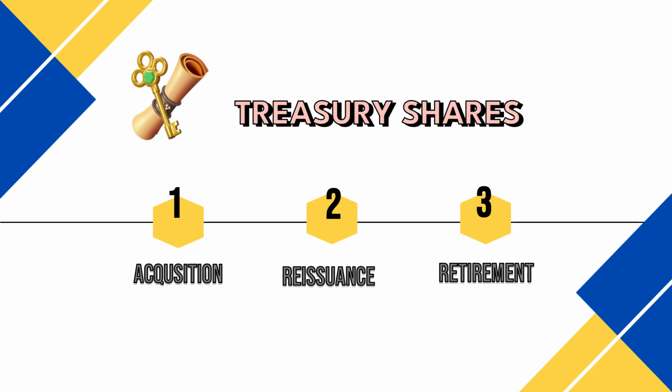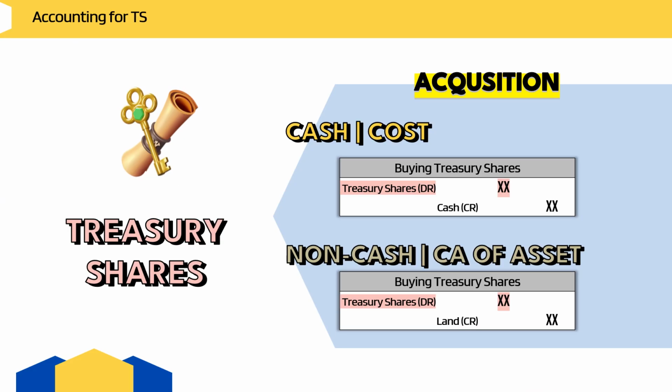How do we acquire capital stock? How do we reissue capital stock? And how do we retire capital stock? Treasury shares pala, sorry. So, step 1, treasury shares, how do we acquire? Well, basically, the company can reacquire shares by either paying the shareholders in cash. So basically, they will debit treasury shares, credit cash, or they will issue non-cash consideration. So pwede nilang bigyan ng land yung particular shareholder. So that's gonna be a credit, and then they will debit treasury shares.